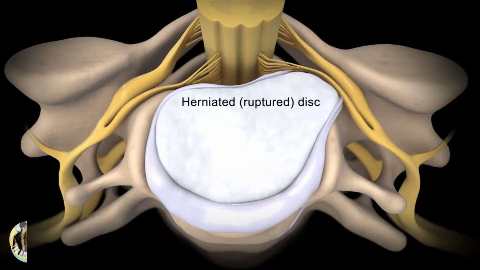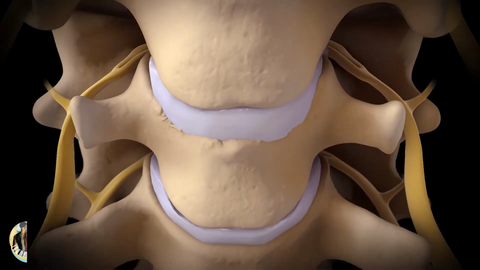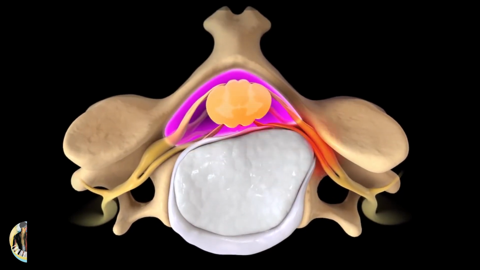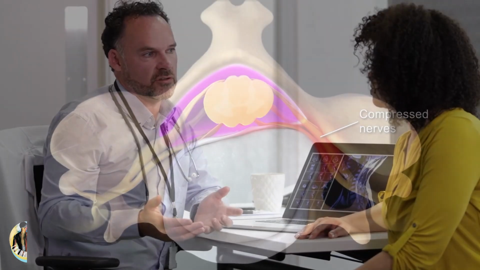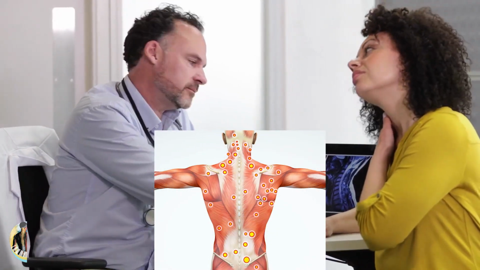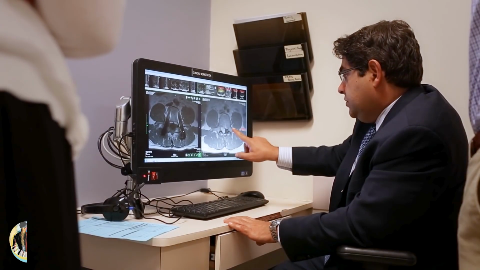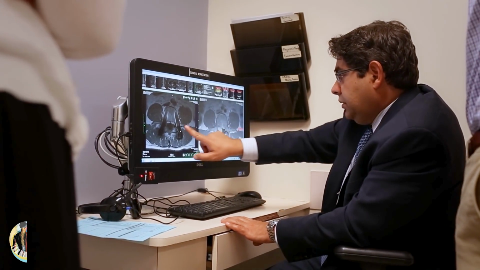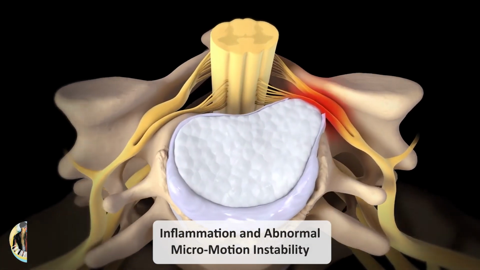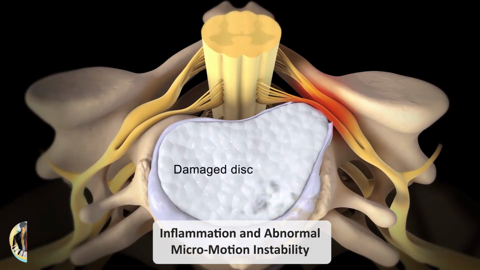A degenerating intervertebral disc does not always lead to pain or other symptoms. Because the disc itself has very little innervation, pain usually occurs when the degenerating disc affects other structures in the spine, such as muscles, joints, or nerve roots. Pain associated with degenerative disc disease generally stems from two main factors: inflammation and abnormal micromotion instability.